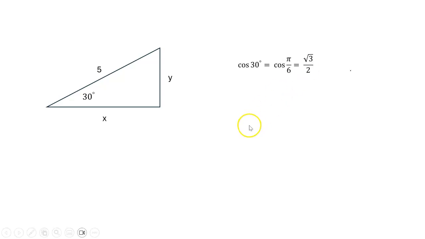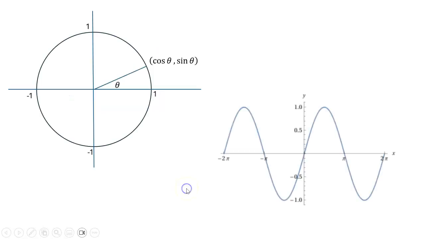Well, that means we know then that x over 5 is square root of 3 over 2, right? Because that's what cosine is. It's adjacent over hypotenuse. And then we could solve for our x. It's 5 root 3 over 2. All right, that's the right triangle model for sine and cosine, but for us, we're going to use probably more the next model, which is the unit circle model.